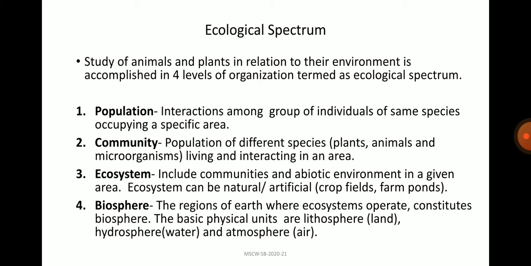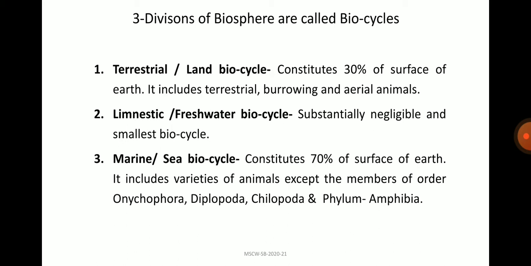It can be natural or artificial. The biosphere is the largest biological system in which several ecosystems can operate together, or the region of the earth where the ecosystems operate constitutes the biosphere. The biosphere is divided into 3 cycles which are called biocycles. They are the terrestrial or land biocycle, limnetic or freshwater biocycle, and marine or sea biocycle.